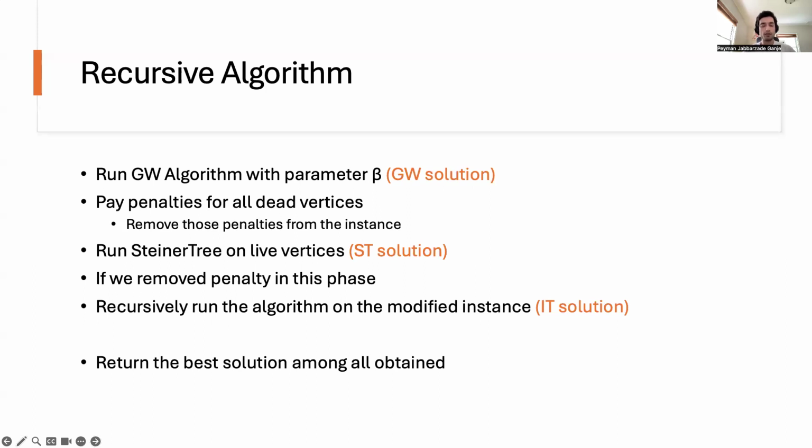Then for the vertices for which we haven't paid the penalty, I mean the live vertices, we run the best algorithm for the Steiner tree problem, which I want to remind you currently has approximation factor 1.39, and we call it the Steiner tree solution, the tree that we find here. Then if in this phase we haven't removed any penalty, meaning we haven't had any dead vertex for which we paid the penalty, we exit our algorithm. Otherwise, if we had some dead vertices and we have created a new instance in this phase, we recursively call our algorithm on the new instance. After running this algorithm, we will have multiple solutions and we will return the best one.